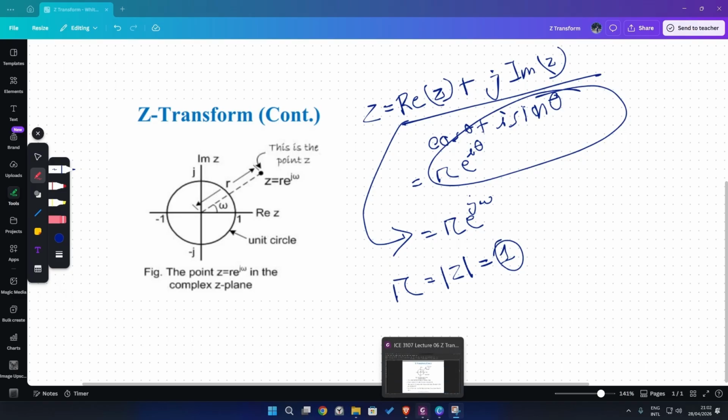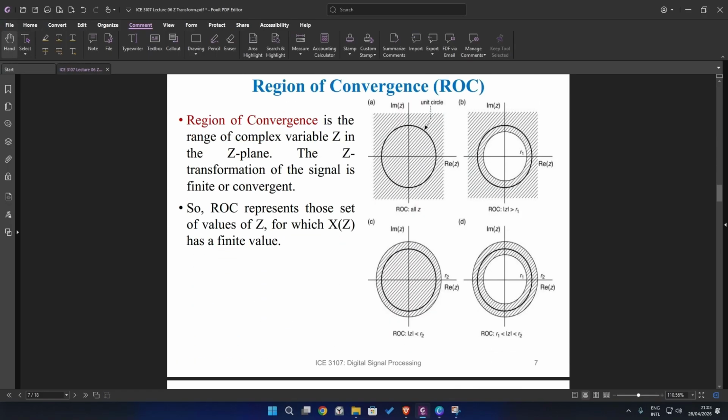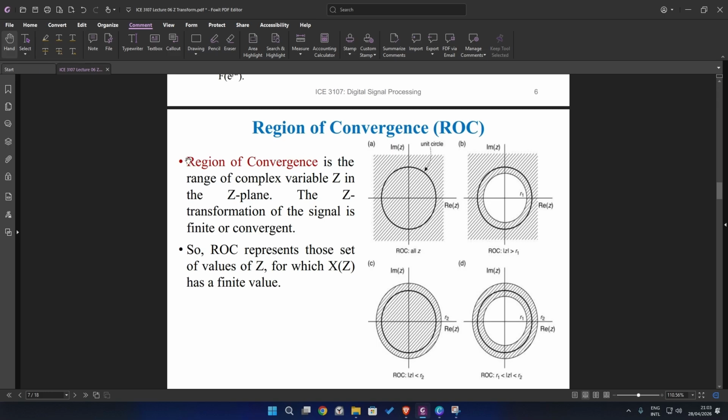Now we will go to the region of convergence, which is very important. The region of convergence is the range of complex values z in the z plane for which the Z transform of the signal is finite or convergent. So the transformation of the signal will be finite. So ROC represents those set of values of z for which X(z) has a finite value. The important thing is the graphs shown here.